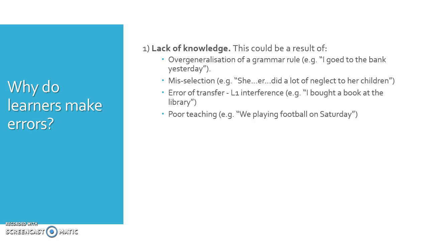Could be a result of poor teaching. I've noticed that many teachers teach the present continuous as the ing form, which is potentially confusing as it doesn't point out that there is a verb, the verb to be, that goes with the ing form, which may be the reason why this learner made this mistake.